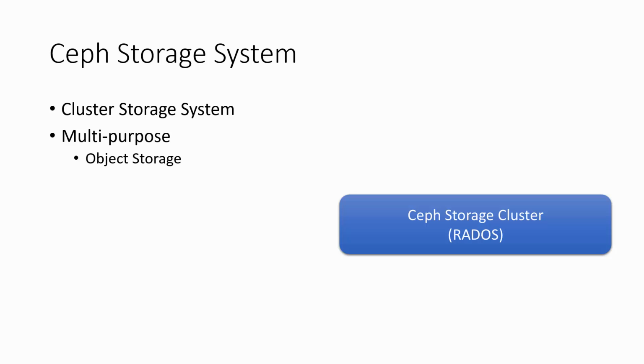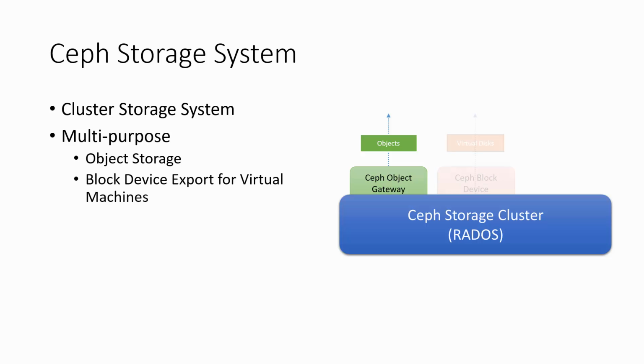The first form is object storage. Think of something like S3, where individual objects can simply be placed and retrieved from the storage cluster. Next, we have the block device export for virtual machines. Think of EBS on AWS.